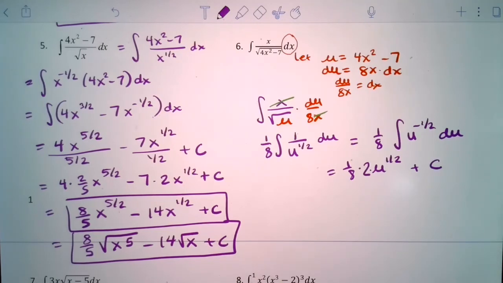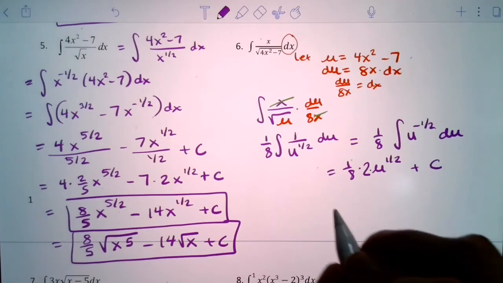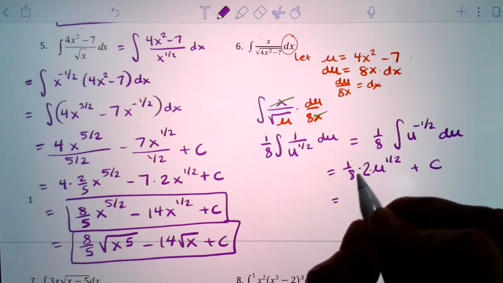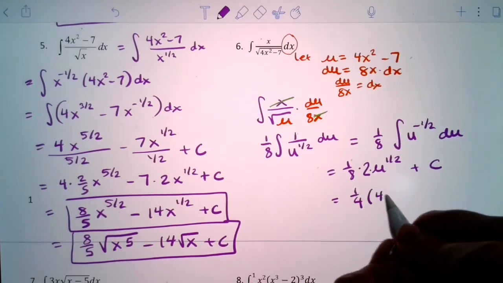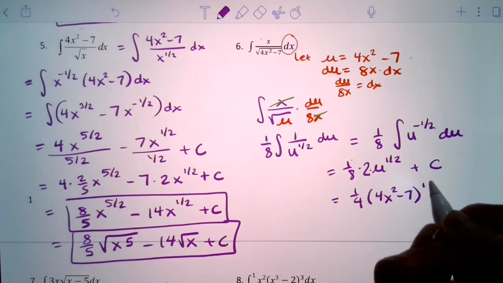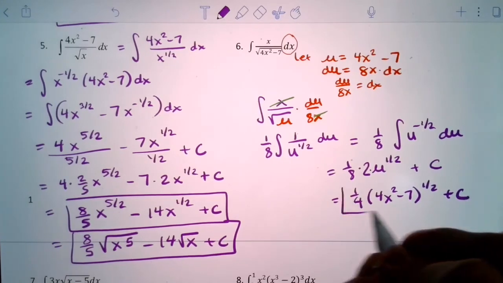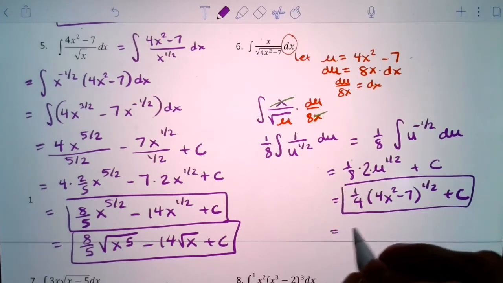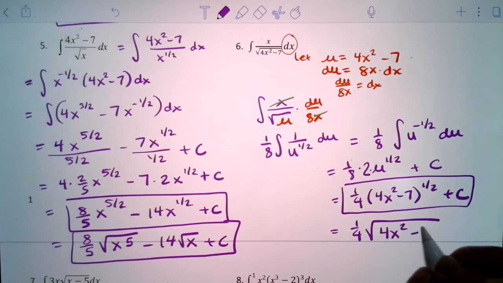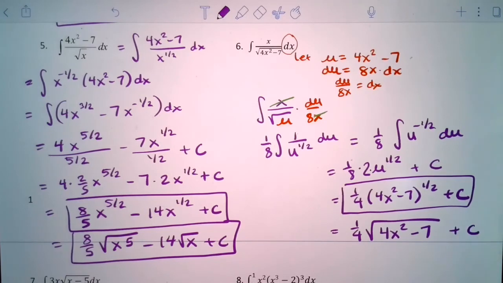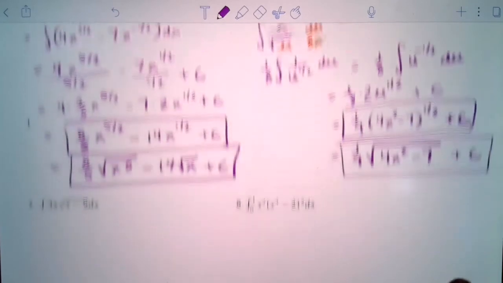And then, again, I should switch back to the x variable. So what I'm going to do is just get those together. 1/8 times 2 is 1/4. And then instead of writing u, I'm going to write 4x squared minus 7 to the 1/2. So again, I think this is great. And I also think you could switch back to radical form if that makes more sense to you. Okay. So let's move on to the next two down here.